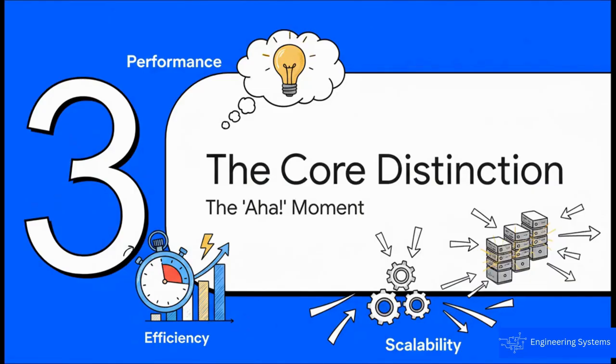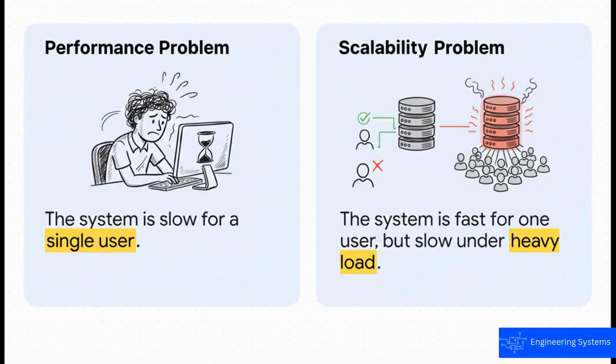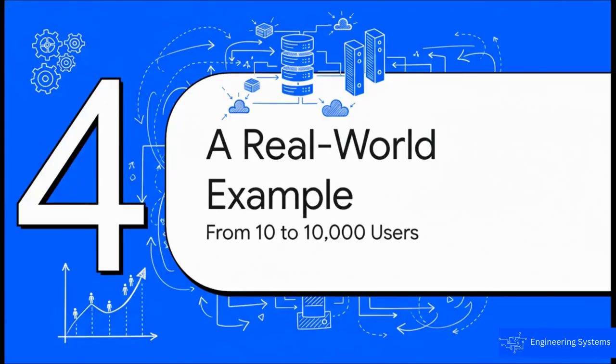Okay, so this brings us to the main event, the core distinction. Seriously, if you only remember one thing from this whole explainer, make it this next part. This is the real aha moment. Here it is. A performance problem is when the system is slow, even for just a single user. A scalability problem, on the other hand, is when the system is perfectly fast for one user, but it just completely falls over and becomes slow when it's under heavy load. That simple difference, it clears up almost all the confusion.